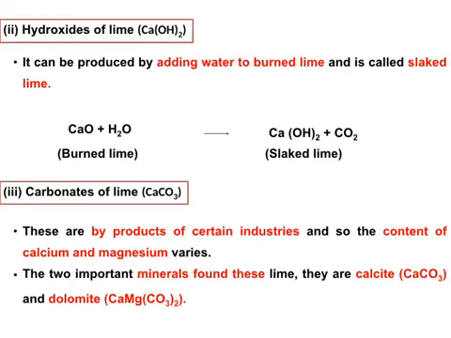Next is carbonates of lime. This is the byproduct of some industries, and this carbonate of lime contains calcium and magnesium minerals. Some natural materials or natural rocks contain this carbonate of lime. For example, calcite and dolomite minerals also contain this carbonate of lime.